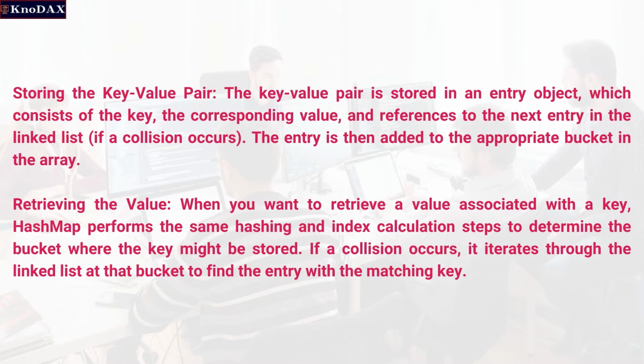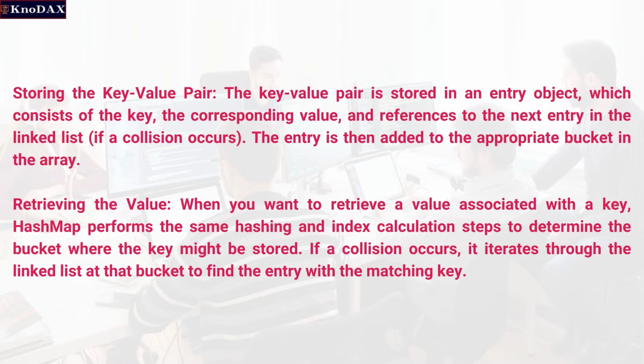Storing the key-value pair is another point to understand. The key-value pair is stored in an entry object, which consists of the key, the corresponding value, and a reference to the next entry in the linked list. If a collision occurs, the entry is then added to the appropriate bucket in the array.